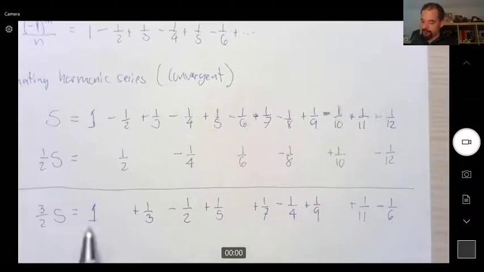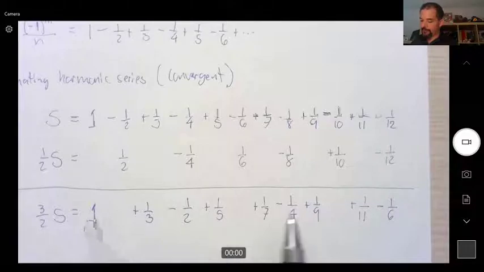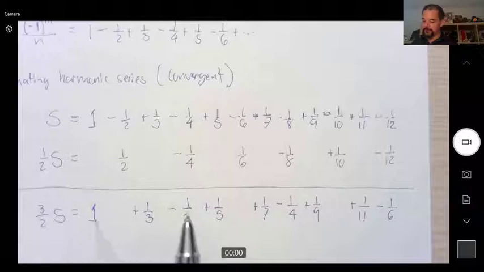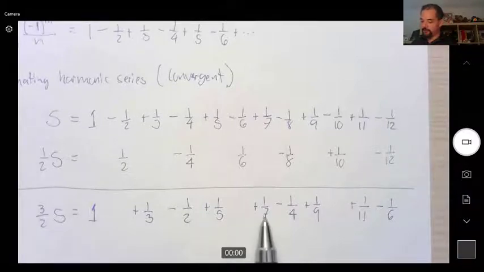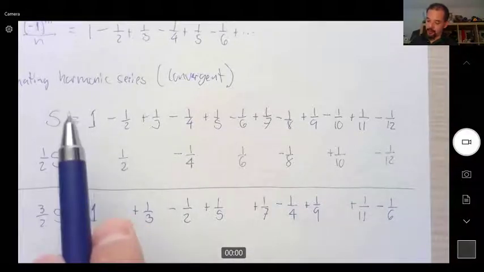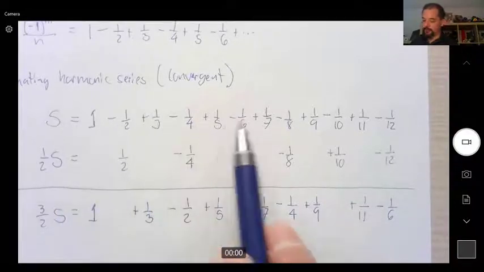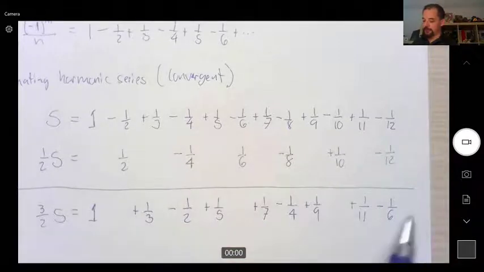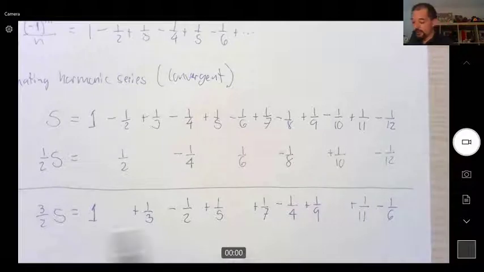But if we add them in this way, 1, 1/3, negative 1/2, 1/5, 1/7, negative 1/4. So the order here is two odd ones, then the negative even. Whereas over here, we were doing odd, even, odd, even, alternating signs, right? Here we're doing them in a different order. And just by changing the order, the sum is different, right?